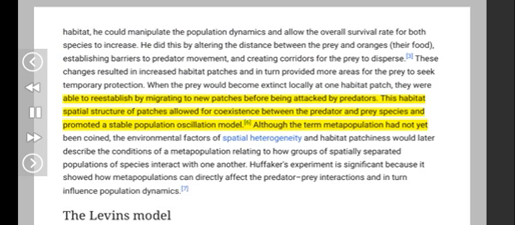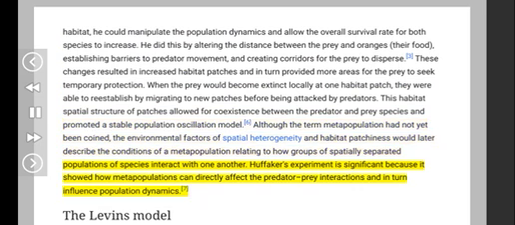oscillation model. 6. Although the term metapopulation had not yet been coined, the environmental factors of spatial heterogeneity and habitat patchiness would later describe the conditions of a metapopulation relating to how groups of spatially separated populations of species interact with one another. Huffaker's experiment is significant because it showed how metapopulations can directly affect the predator-prey interactions and in turn influence population dynamics.